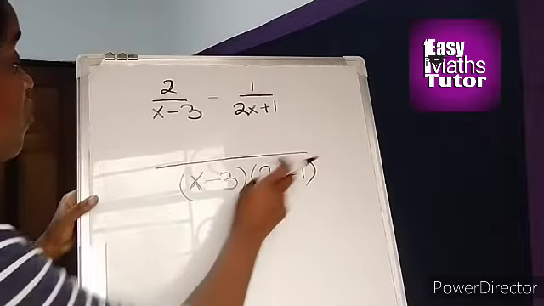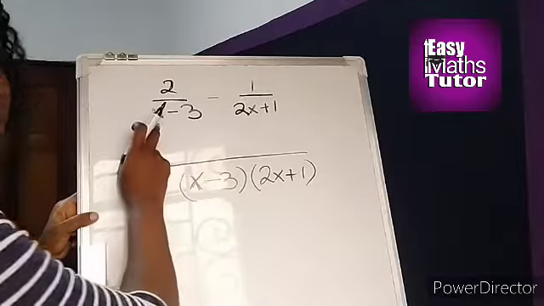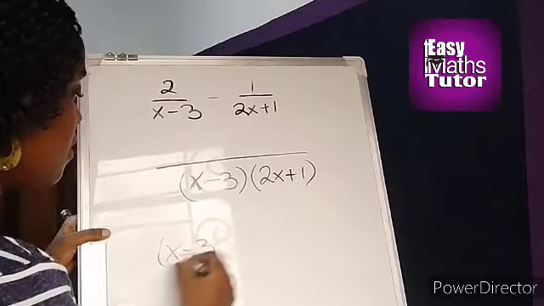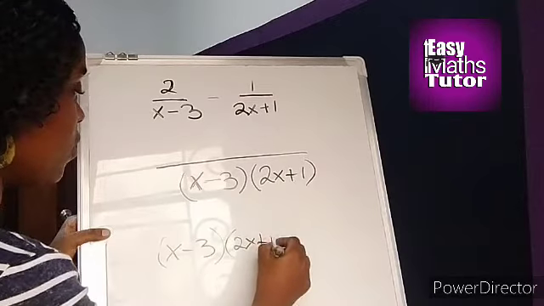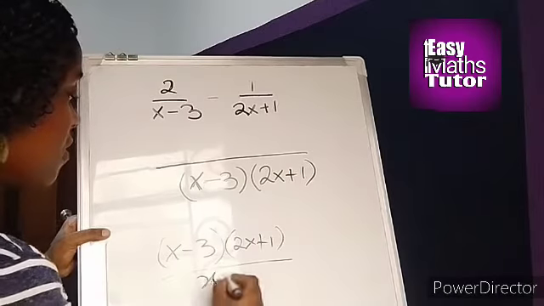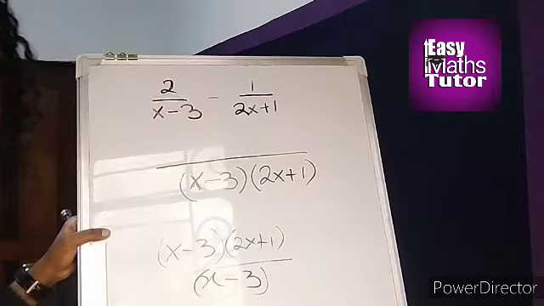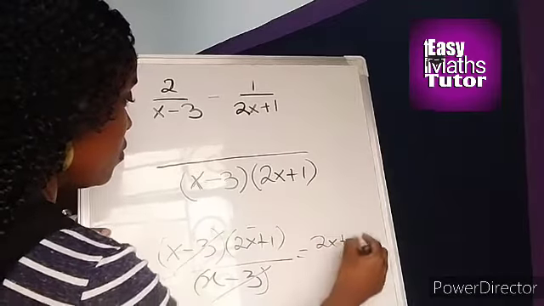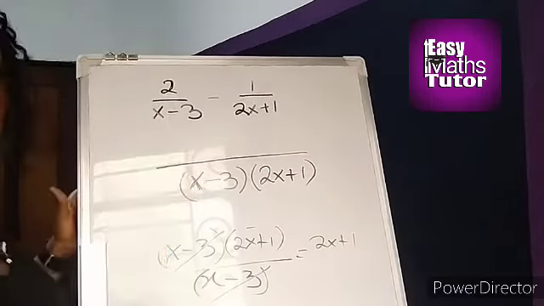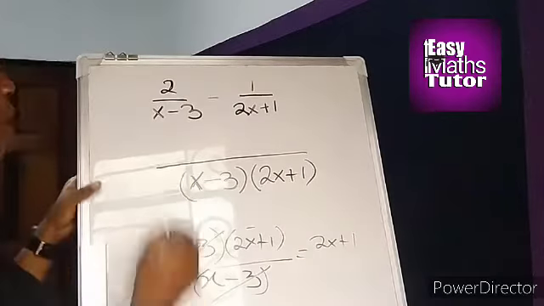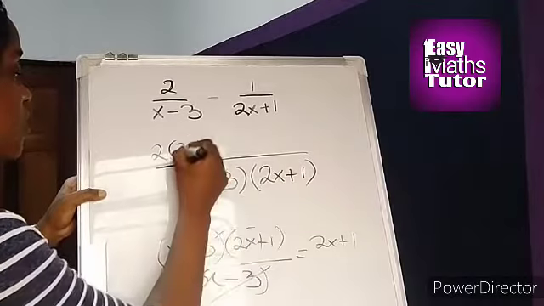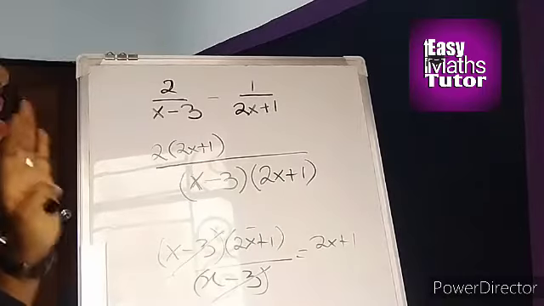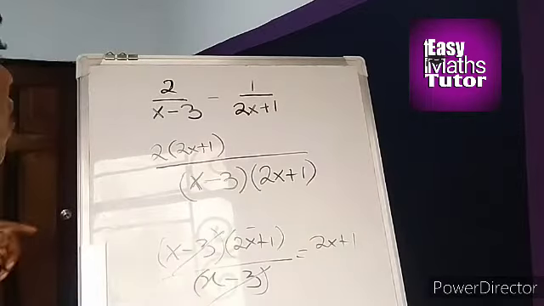So if we divide this by this, what will be left? If you divide (x minus 3)(2x plus 1) by x minus 3, what will be our answer? This will cancel this, leaving us with 2x plus 1. So on the top of this long line, we're going to write 2 times (2x plus 1). That's for this part, exactly the same way we solve our fractions.